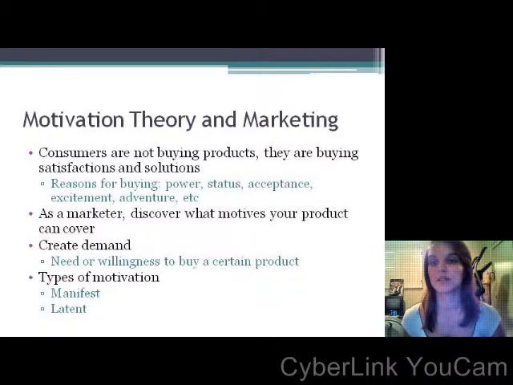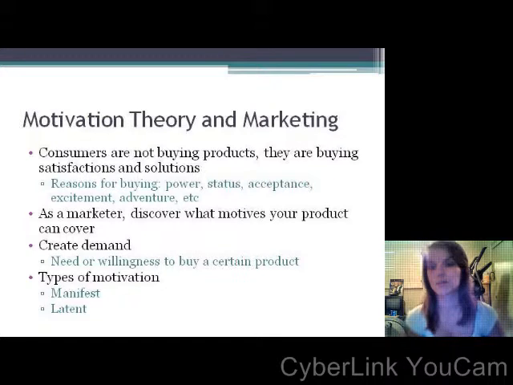So, motivation theory and marketing. Now, consumers are buying satisfaction and solution, not products. There are different reasons for buying a product. These include power, status, acceptance, excitement, adventure, etc. So as a marketer, you need to know the motives of your consumers and create demand for your product.